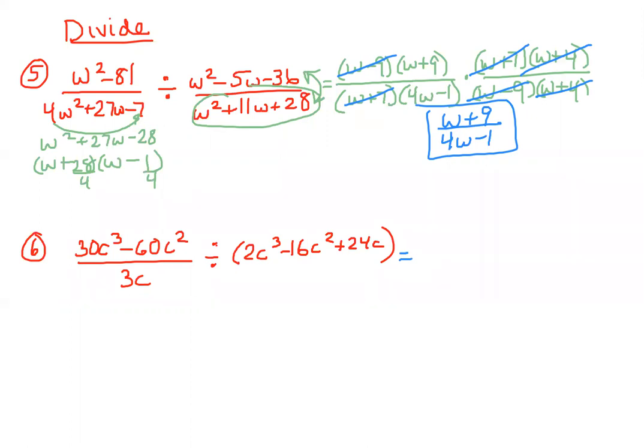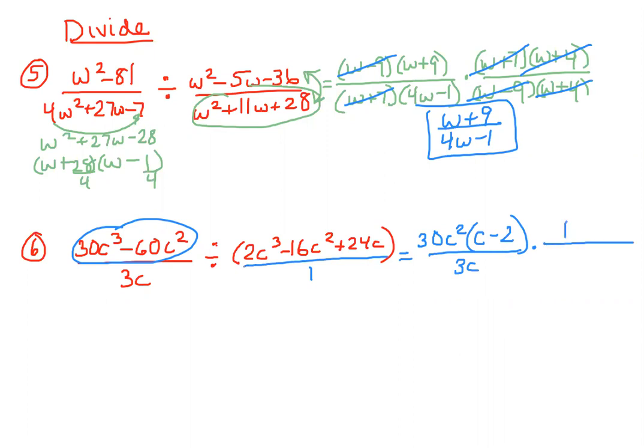What can we factor out of this? We can factor out a 30c squared. So we're left with c minus 2. And the denominator, we can't do anything. We got to take the reciprocal of this. So we think of this as 1 over. So it's going to be 1 over this way. And first of all, we're going to factor out a 2. So we're left, oh, nope. We're actually going to factor out a 2c. So we're left with c squared minus 8c plus 24.